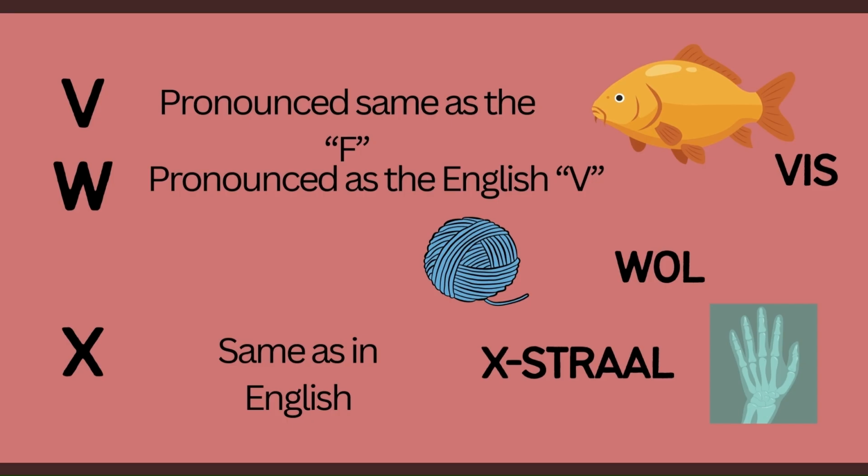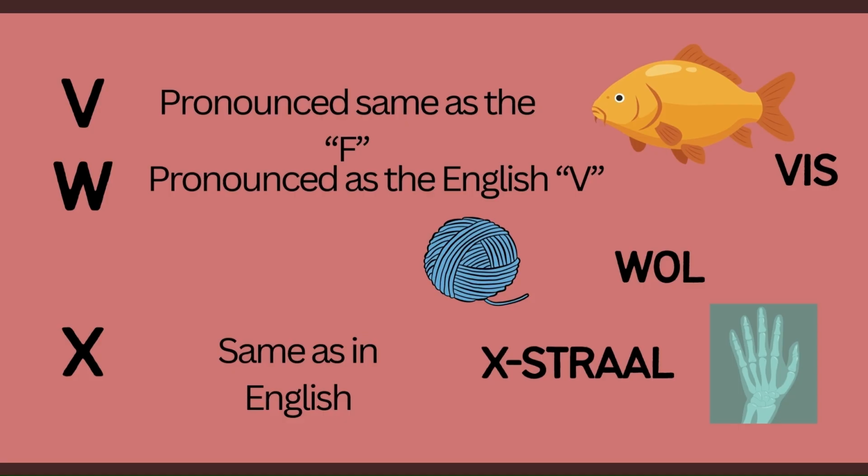So we say v, v. Think of the word vase. V. The example I have is wool. But instead of the woo in English, we say v, vol. V, vol.